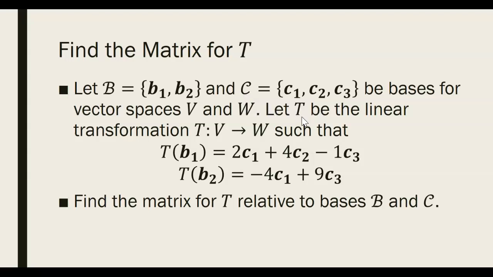And let's assume the transformation is linear. It goes from V to W, such that if you put in B1 into the transformation, it gives me out 2C1 plus 4C2 minus 1C3. And if I put B2 into the transformation, it spits out negative 4 times C1 plus 9 times C3. Okay? Hopefully that all makes sense. Let's find a matrix for T relative to bases B and C.